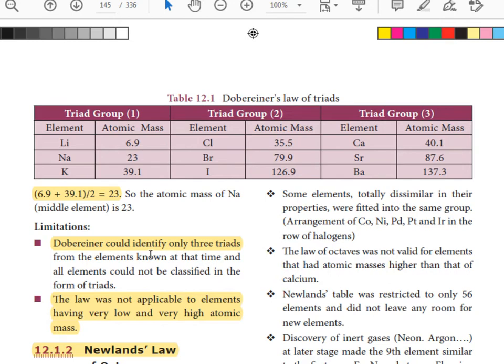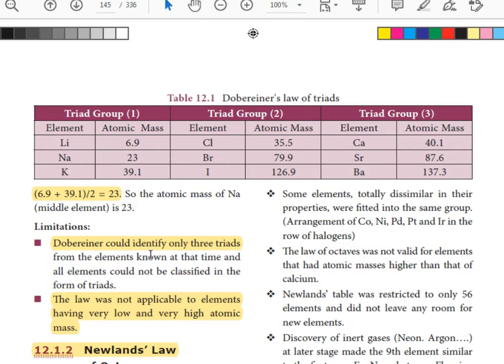Okay, lithium and sodium have the same property, and sodium and potassium have the same property. So the first and the eighth element have a similar character. This was explained in Newland's law of octaves. So what are the limitations that should be discussed in this?